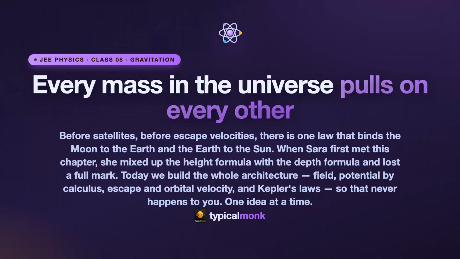When Sarah first met this chapter, she mixed up the formula for g at a height with the formula for g at a depth and lost a full mark for a mistake that takes 30 seconds to avoid. Today, we fix that, and we build the whole architecture properly. The force, the field, the potential found through calculus, escape and orbital velocity, and Kepler's laws of the sky.